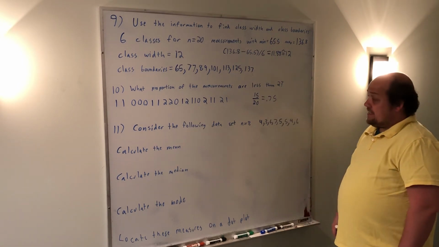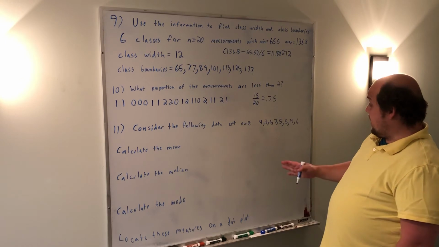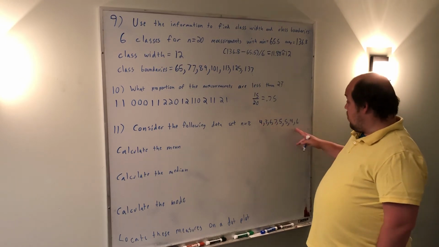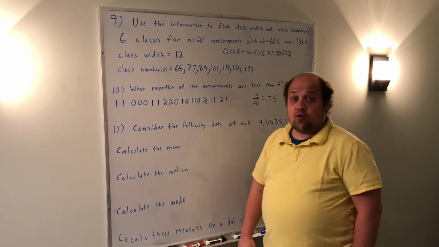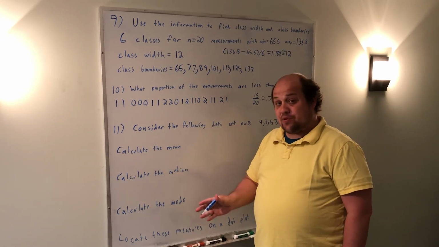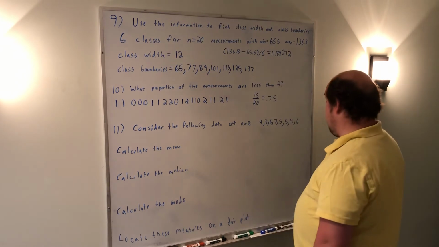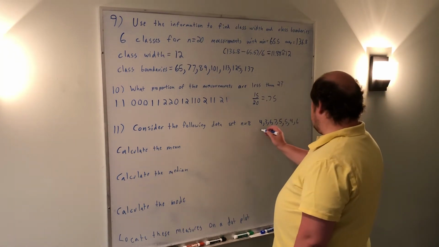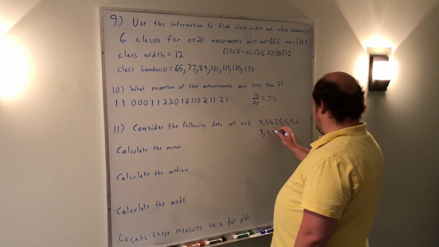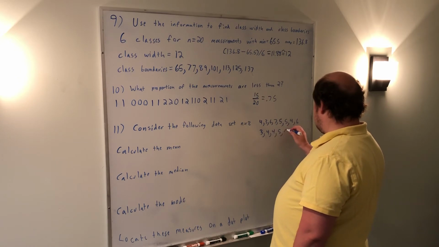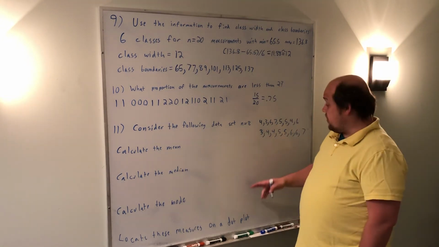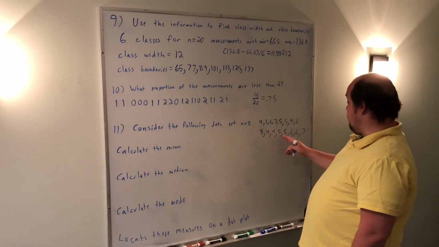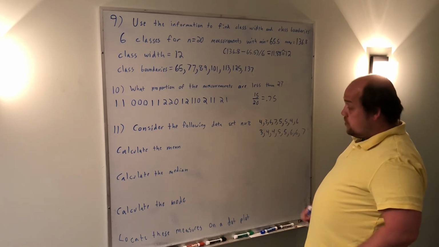Number 11 says consider the following data set. I have n equals 8 measurements. Here they are arranged in random order. Since I'm going to be calculating the mean, median, and mode, my brain should say, let's put these numbers in order before we get started. So I see the smallest number is 3, then I have 2 4s, 2 5s, 2 6s, and a 7. I always want to double check that I have all the numbers, so I'm going to count 1, 2, 3, 4, 5, 6, 7, 8. I do have all the numbers.